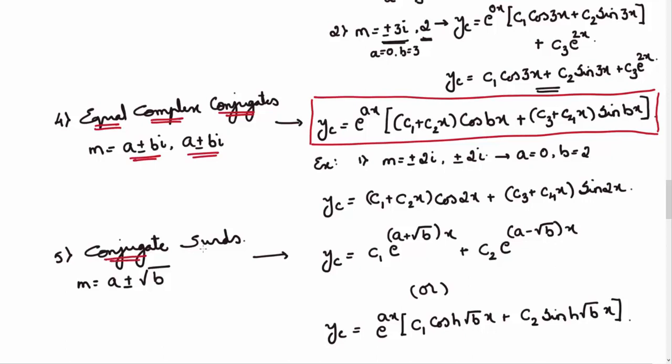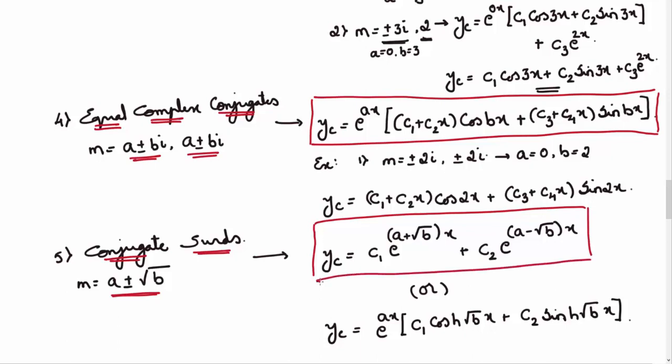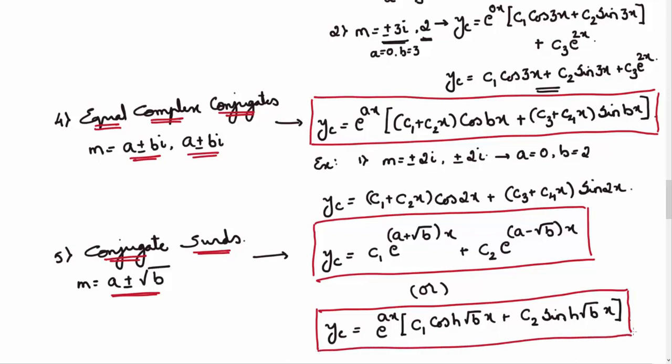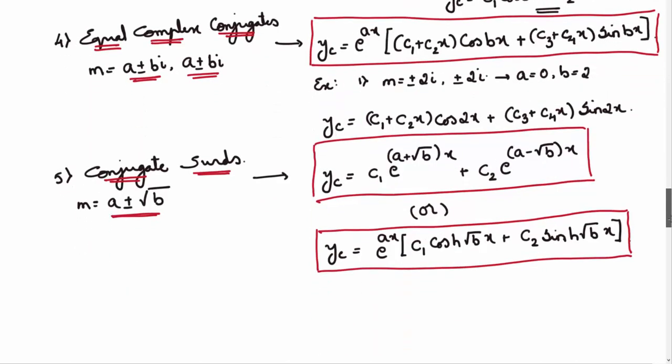The fifth type, if the roots are conjugate surds, that means they are irrational numbers of the form a plus or minus root b. So there are two ways of writing this. That is c1 e to the power a plus root b into x plus c2 into e to the power a minus root b into x. And the other way of writing this is e to the power ax into c1 cos hyperbolic root bx plus c2 sine hyperbolic root bx.